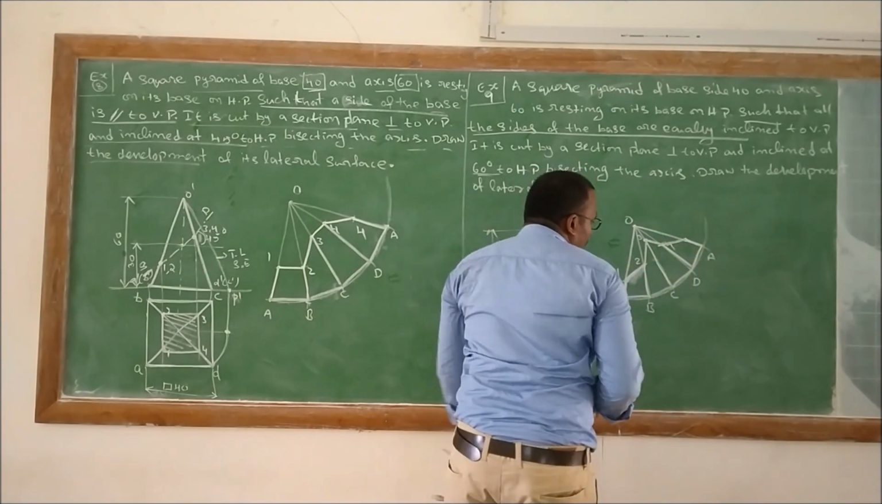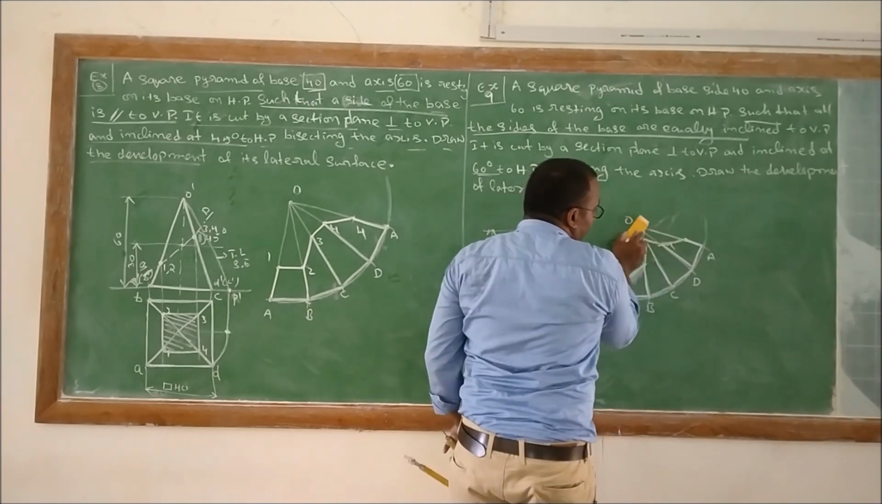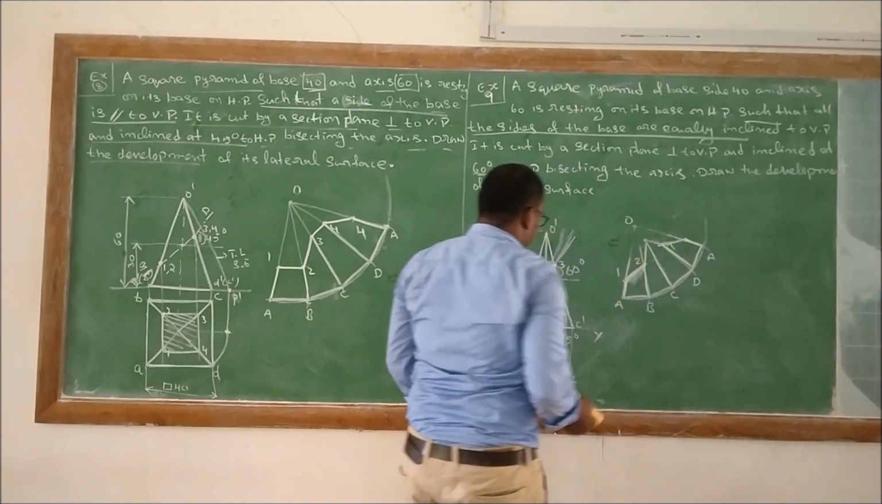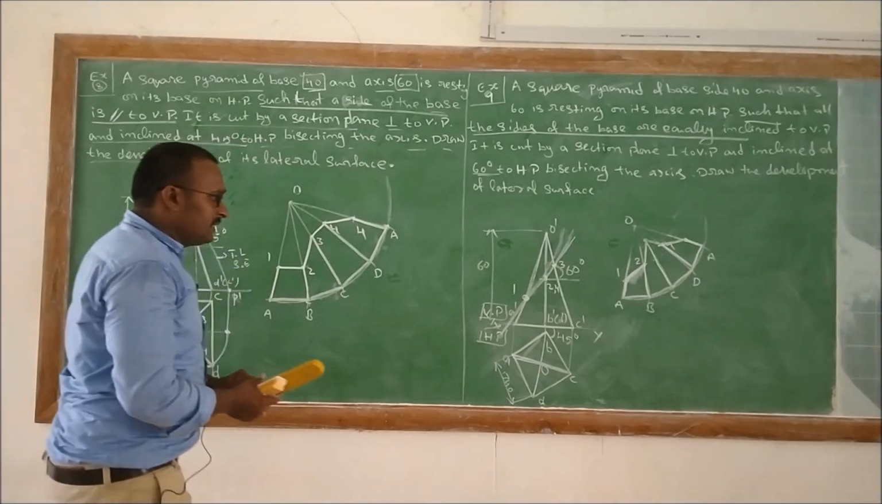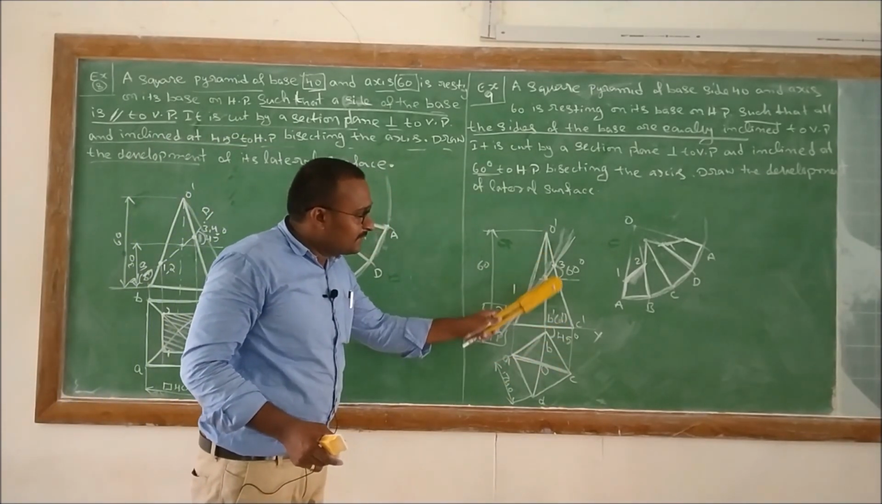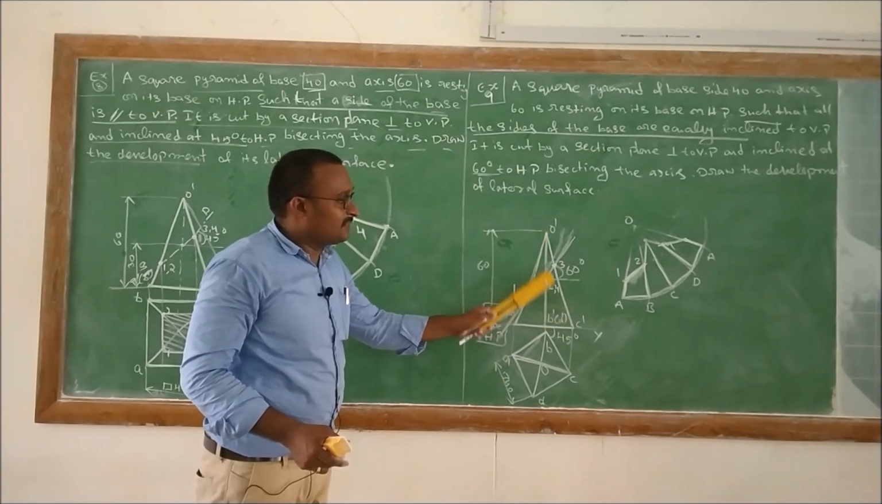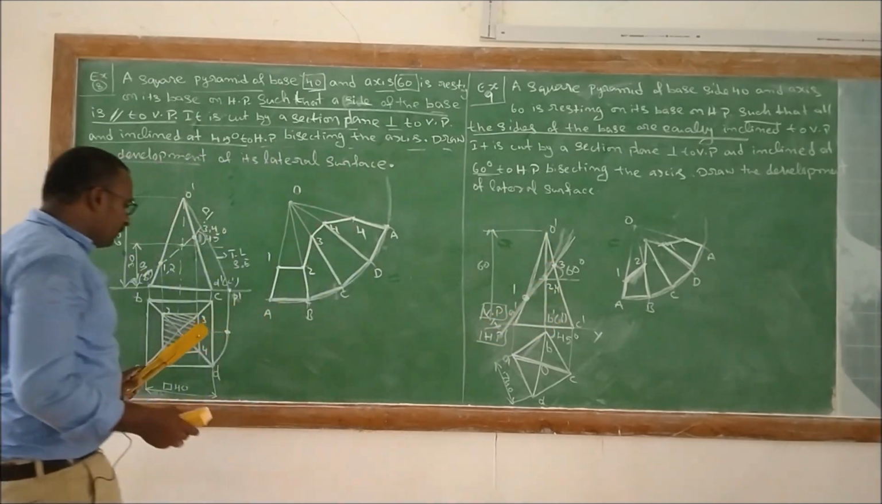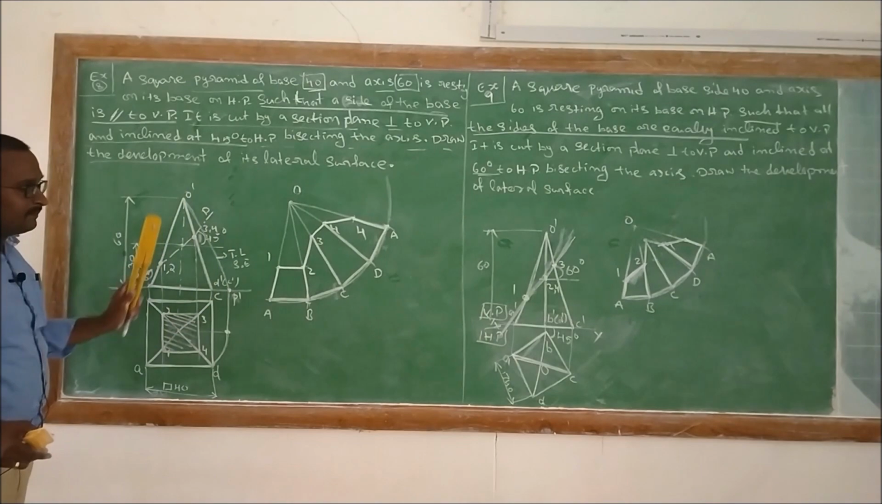So that's all about the problem. The major difference is that here we can directly take that particular slant edge length, but in the previous problem we need to project it separately.